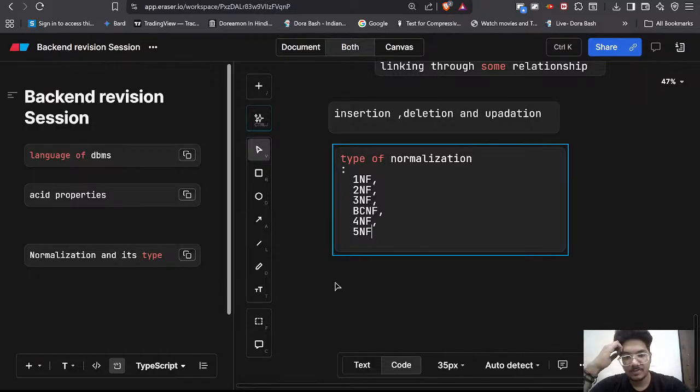So after that we move forward to 4NF. It is known as fourth normal form, and a relation is said to be in 4NF if it is in BCNF and there is no multi-valued dependency in the table.